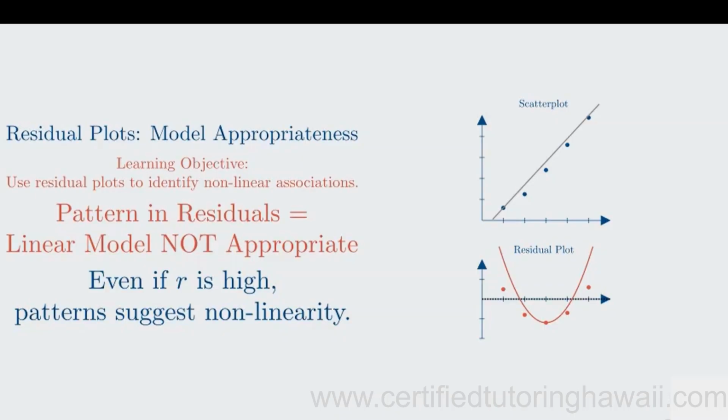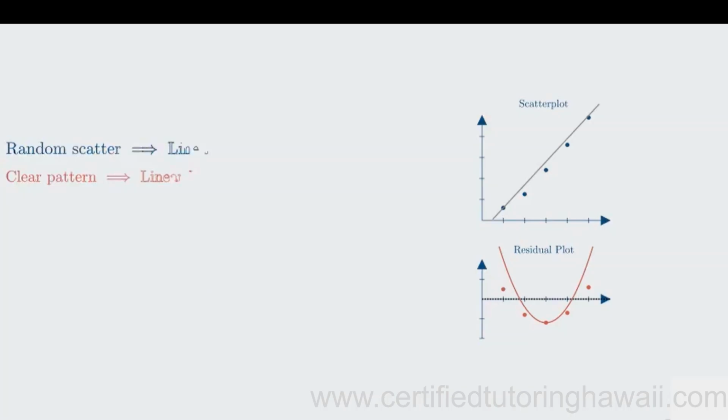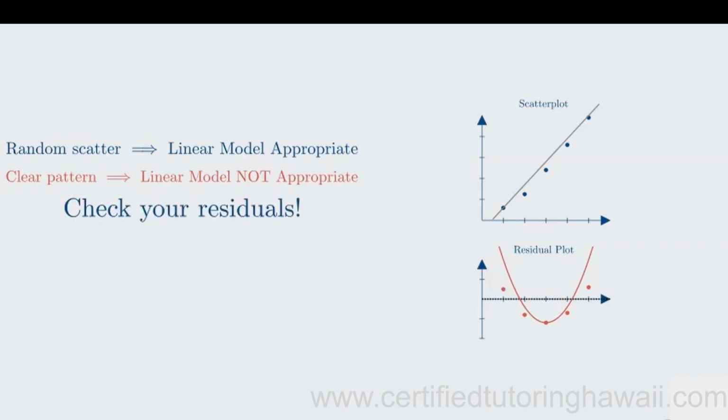is relatively high. To recap, random scatter means the line is good. A clear pattern means the line is bad. Always check your residual plot before trusting your linear regression results. You have now mastered the basics of residuals and how to interpret their plots.